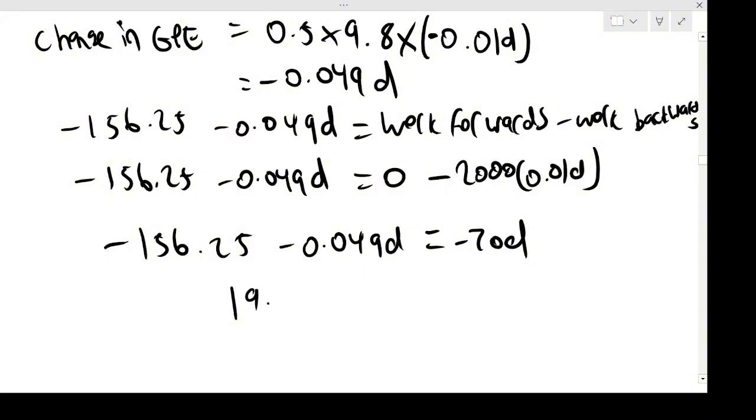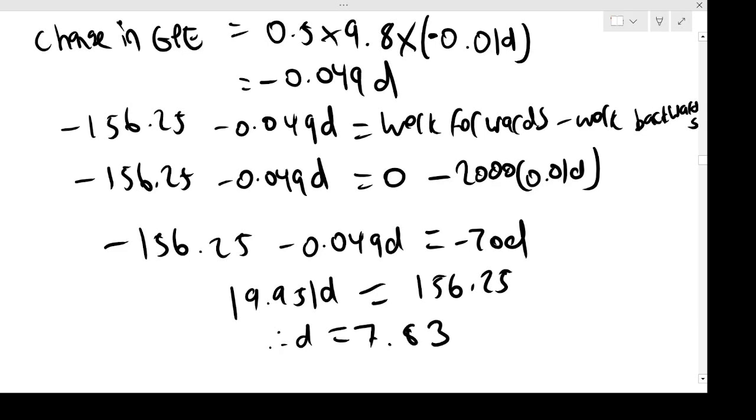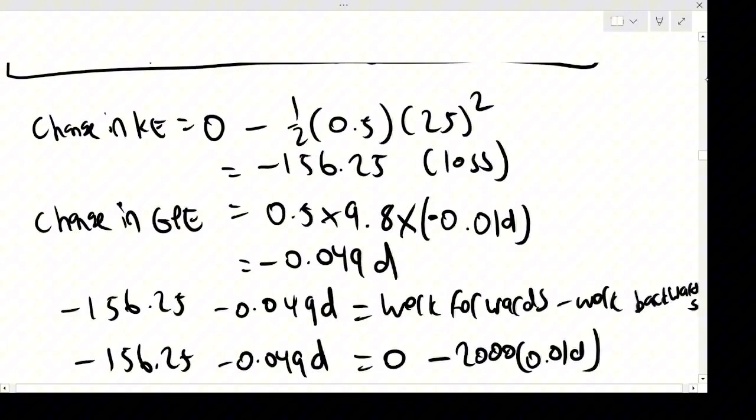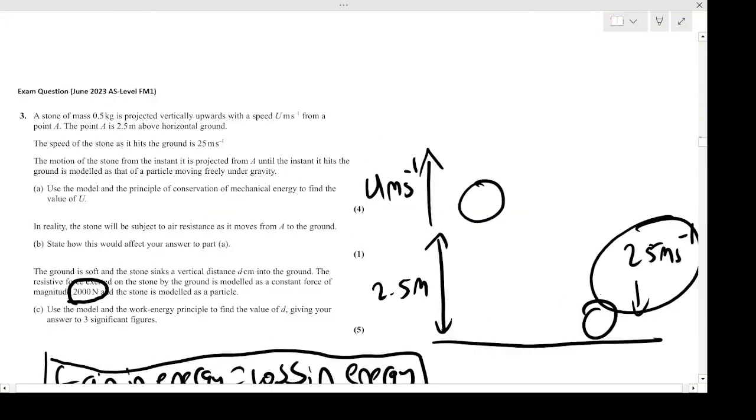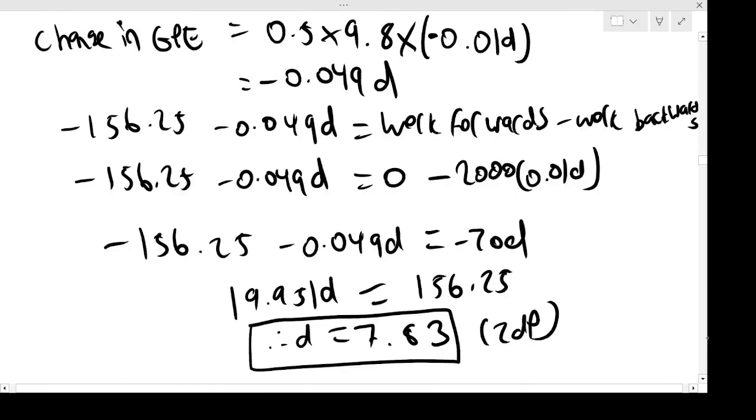I get 19.951d has to equal 156.25. Therefore, d is going to be 7.83 to 2 decimal places. And there we are. That is the value of d there. Oh, to three significant figures. Oh, that's the same thing. Three significant figures. There we are. Cool.